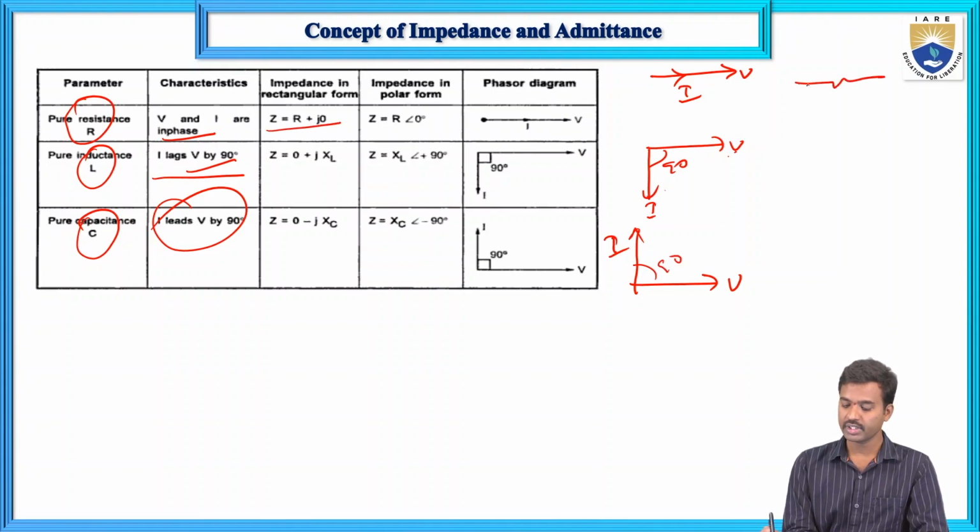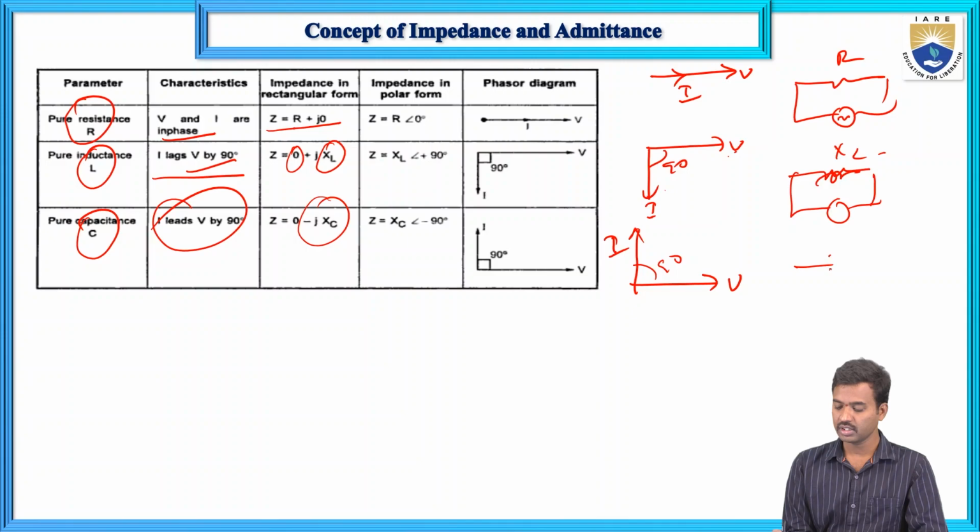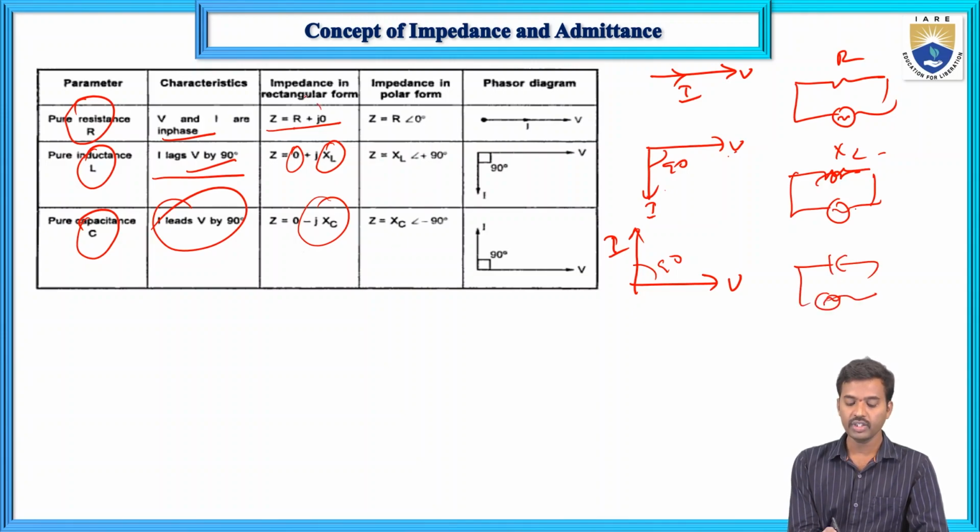So this is the pure resistor case, and this one is the sine wave. So this is Z equals R plus J0, and this is the pure inductor case, J omega L, so XL, and next minus J by omega C. This is for the pure capacitor case. This one is the AC circuit. So these are the rectangular forms. Now convert into the polar form.